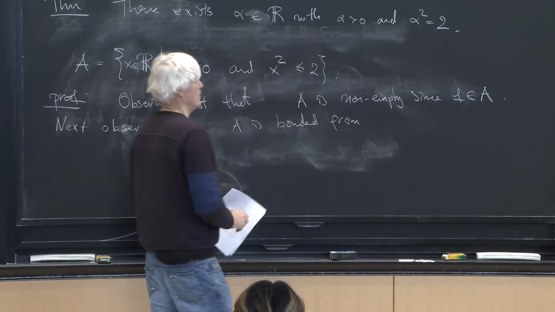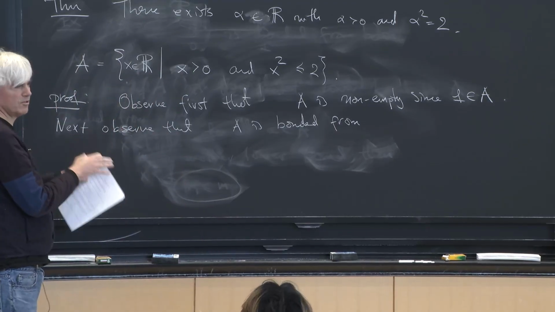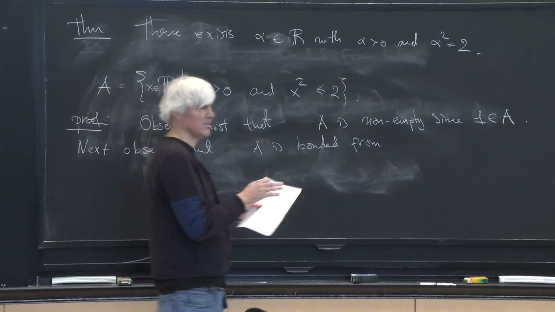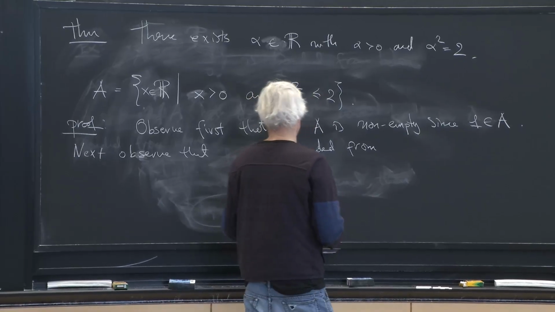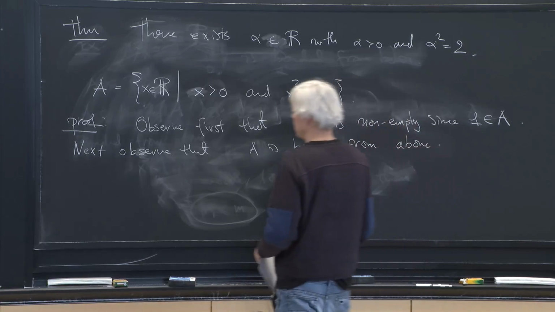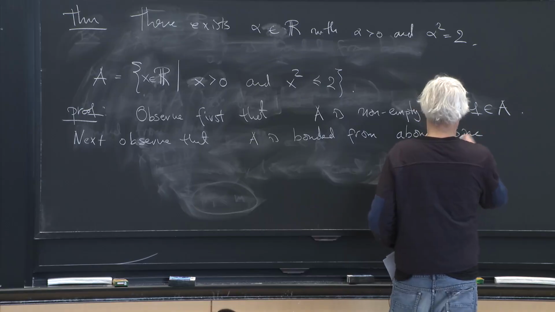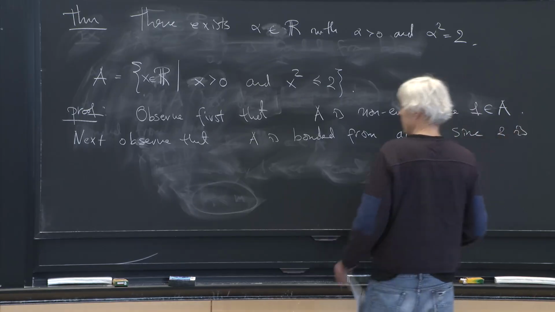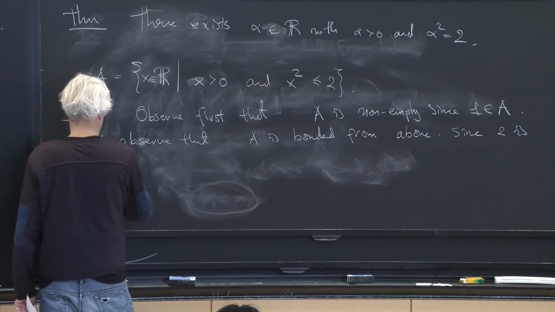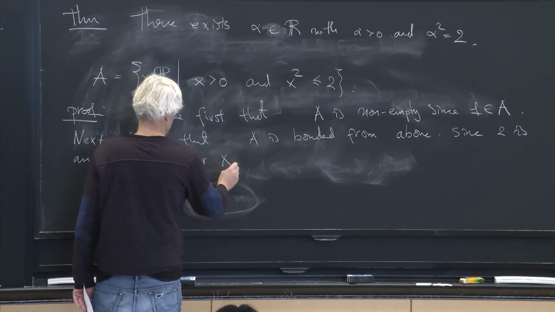In general, by the way, when you write a proof, you really only try to establish the properties that you need, because otherwise it's confusing. If you establish all kinds of other properties that are not needed, that just makes it confusing. So it's bounded from above. And this is just because 2 is an upper bound for A.